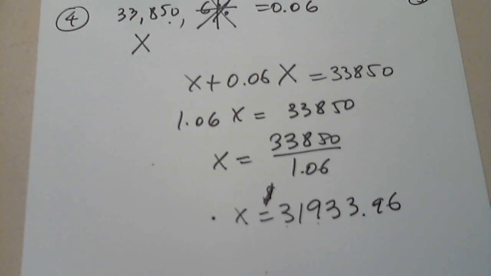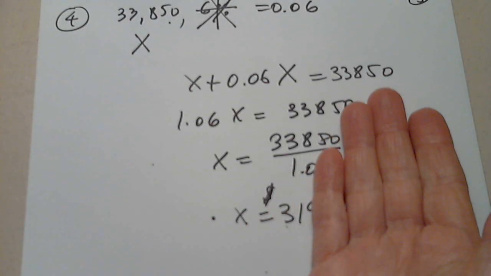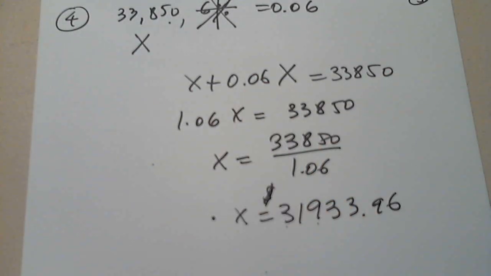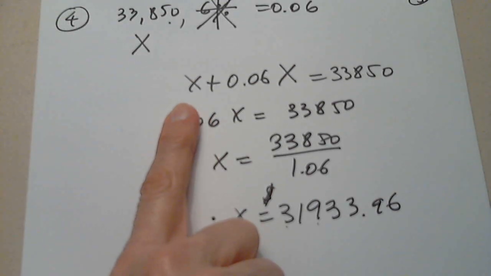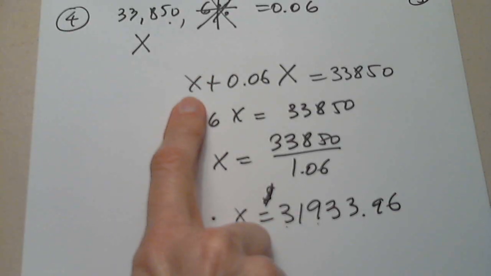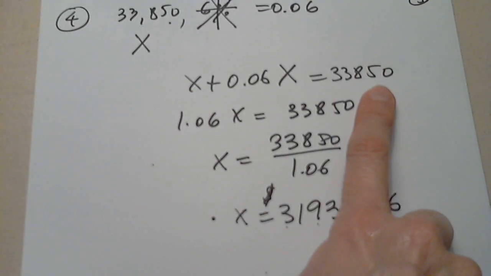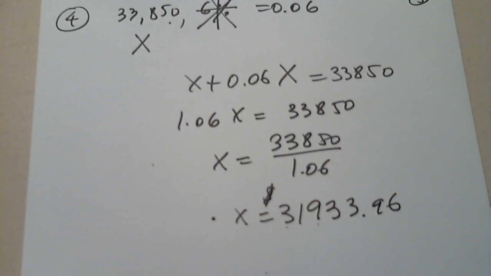And we ended up paying 33,850 because of the sales tax that was added on. So to the original price, 6% of the original price was calculated and added to the original price, and we ended up paying this. Is this understood? Perfect. Let's continue. That was 4.